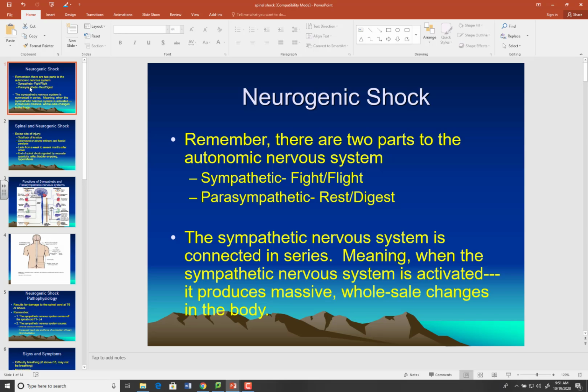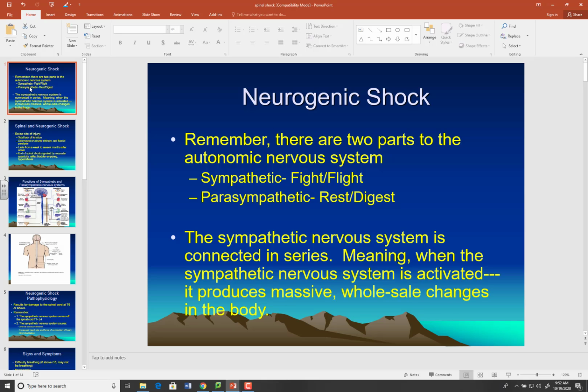Now neurogenic shock is one of the forms of distributive shock, and so you got your anaphylactic, your septic, and your neurogenic as part of what's referred to as distributive shock. So in order to understand neurogenic shock, you first have to understand a little bit of anatomy and physiology.